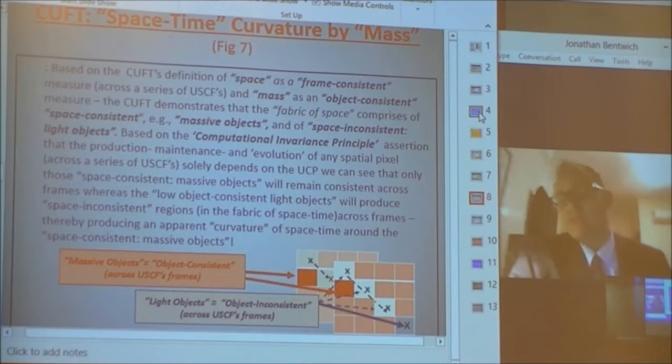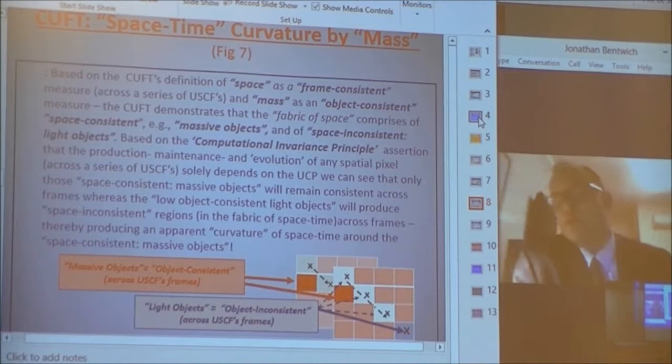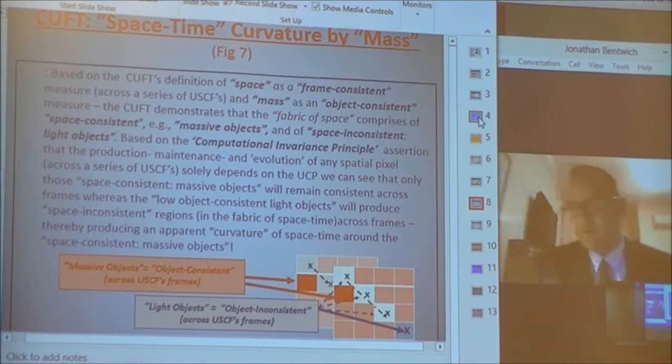So what we then have is that the light objects, all the squares, all the pixels that they occupy, have not remained the same across the frames. So in a sense, they would disappear. In other words, the curvature of space-time essentially can arise from this computational definition, saying that the massive objects remain constant, and therefore they remain as stable objects or stable points within the frame, though the light objects actually disappear across frames, they do not occupy the same spatial pixel, and therefore we get this result of an apparent curvature. And again, this is from a different perspective, which is this computational unified field. Let's go to the next slide.